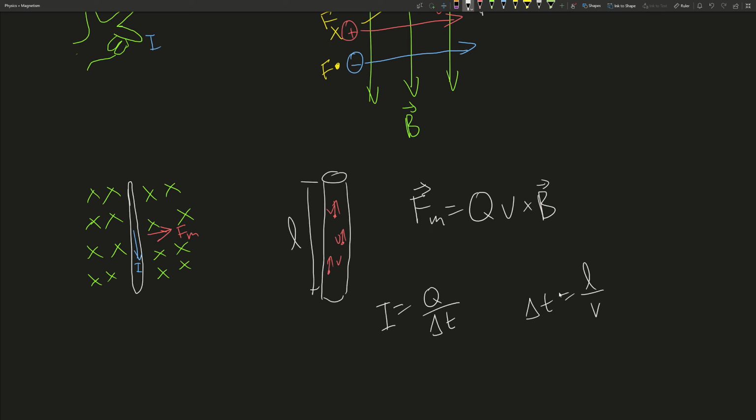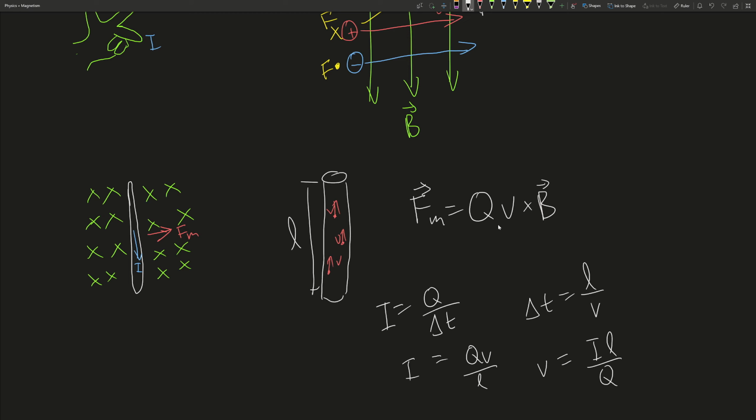So in L over v time units, a charge at the very bottom of the wire will be able to travel all the way to the top, and this means that the current through the wire is equal to Q, which is all the charge currently in the wire, divided by the time it takes for all of those charges that were initially in the wire to exit the wire, so to pass through a cross-sectional area, which is the definition of current. And so if we plug this in, we get I is equal to Qv over L. And then solving for v, we get v is equal to IL over Q.